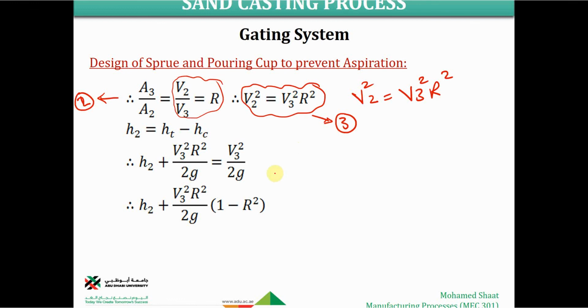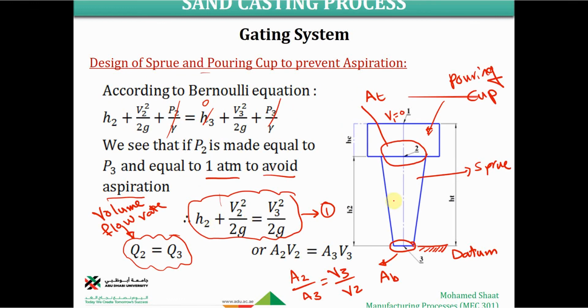Then if you look at this figure, we defined H2, which is the height of the down sprue. Let us assume HT is the total height. This total height should be the cube height in the step of the design of the sand mold. This is the total height of the cube itself. So H2 in terms of HT will be HT minus HC, where HC is the pouring cup height, or depth.